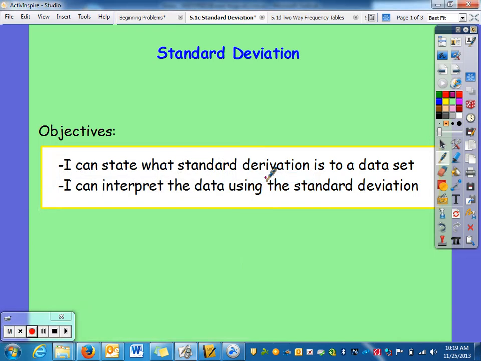So in this video, you're going to learn about standard deviation. This may be a concept you have not heard about from your middle school years. So your objective is that you can state what standard deviation is to a data set, and you can interpret this data using the standard deviation.